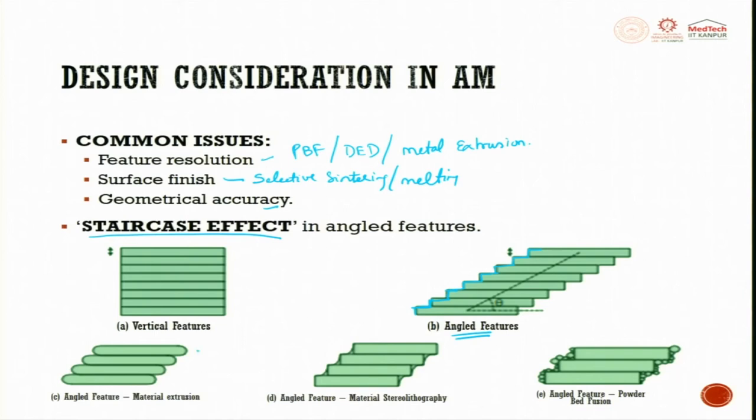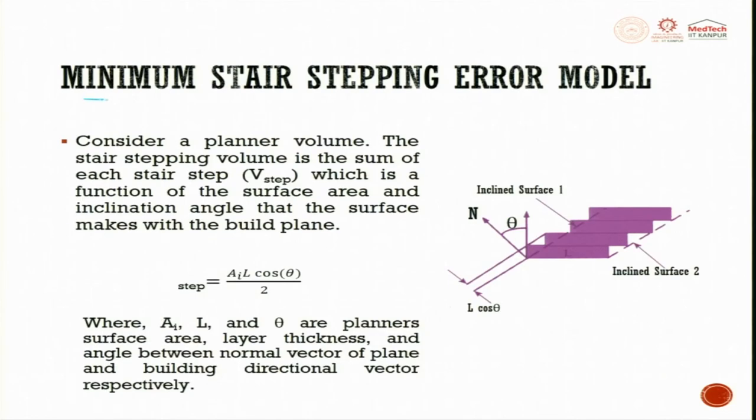So you have an angular feature in material extrusion, an angular feature in stereolithography, an angular feature in powder bed fusion. Anywhere and everywhere you will always have a staircase effect. This depends on, or dictates, the feature resolution which was talked about here. How do we calculate the minimum stair stepping error model? We are trying to calculate the staircase effect.